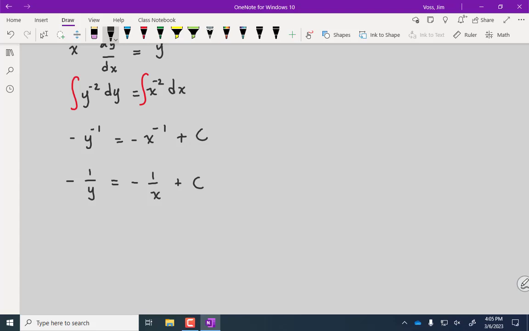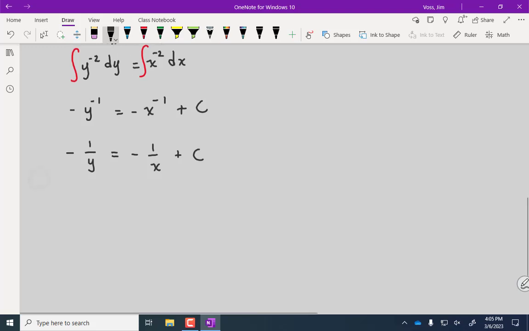So we want to get y all by itself. The first thing I see is that we can multiply by negative 1. If we multiply by negative 1, we can let that constant swallow up the minus 1. Because we're never going to be going back, we're only going forward here, so when we're going forward, we can let constants combine.